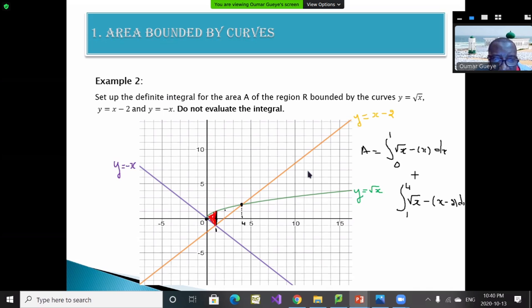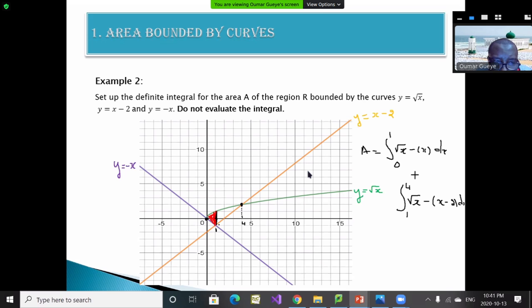But if the graph is given, don't do it. You're going to waste your time, because from the graph, you guys can see which function is the greatest function. As I told you, it's going to be just the function on the top. You can see the top is always the green function between 0 and 4.